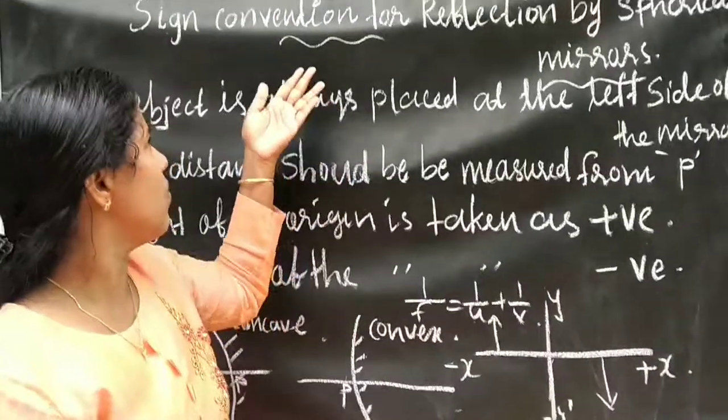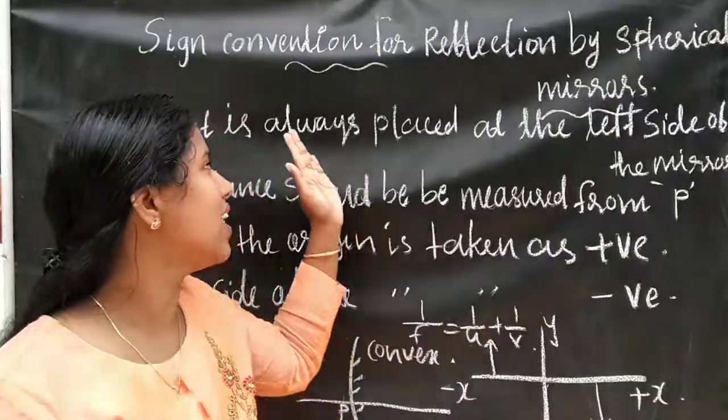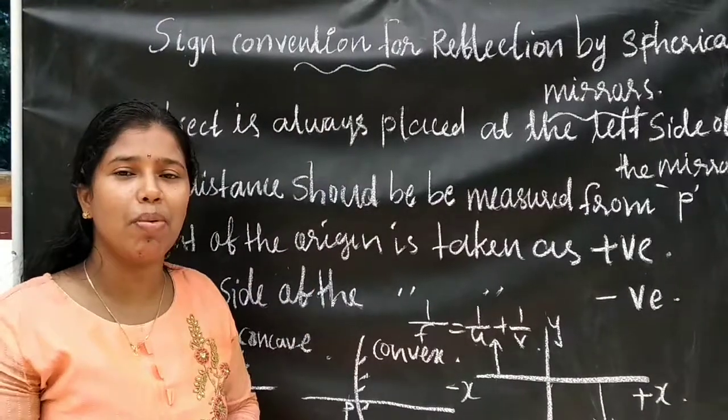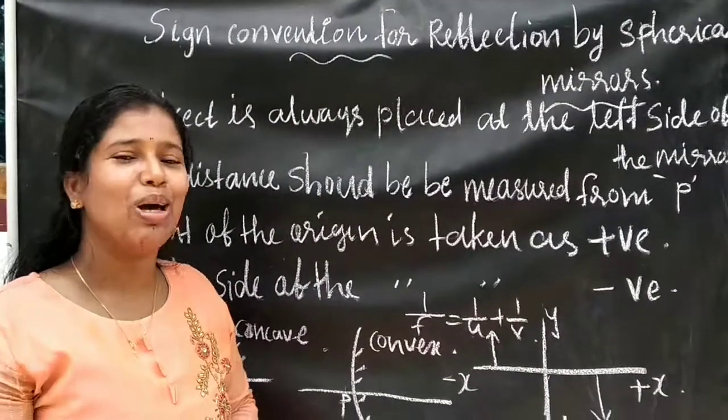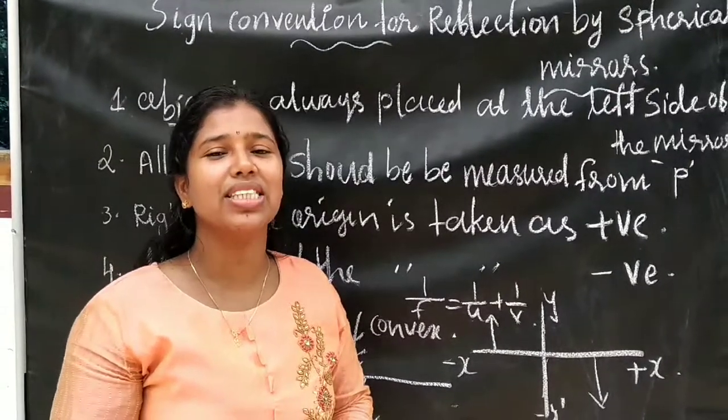These are the important rules obtained for which one? Sign convention for reflection by spherical mirrors. Thank you. Tomorrow we will discuss the topic convex lens.